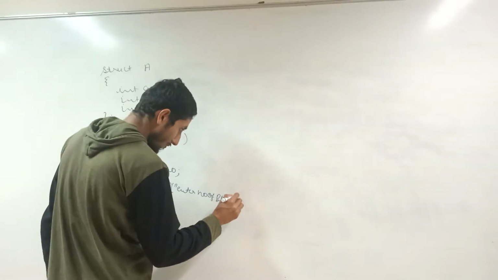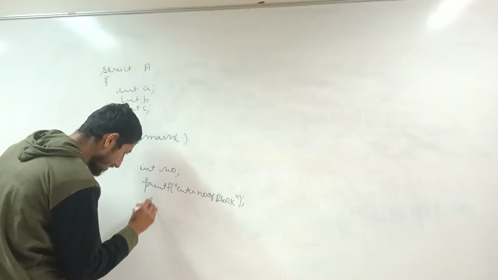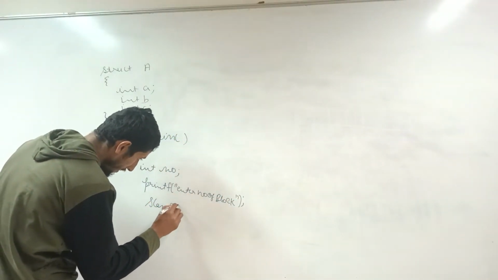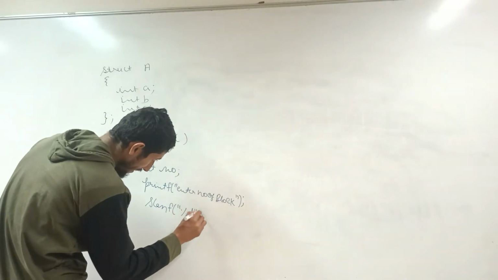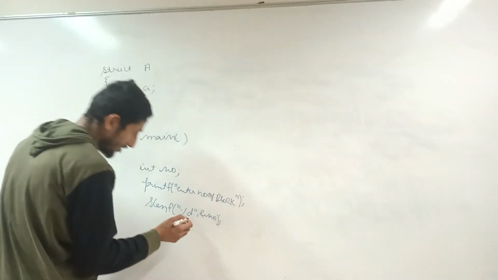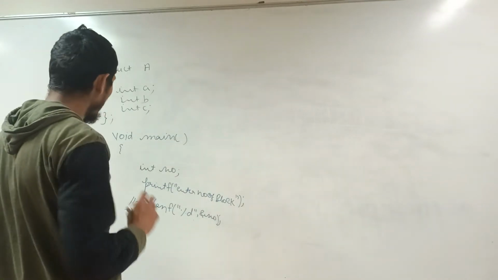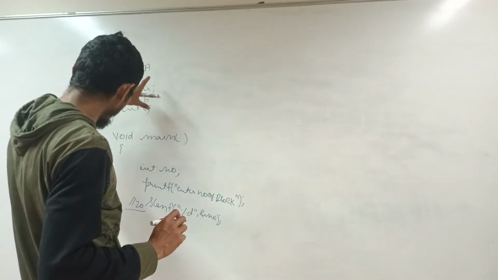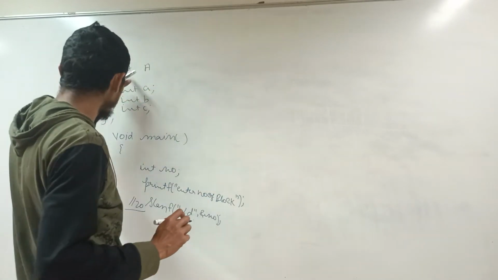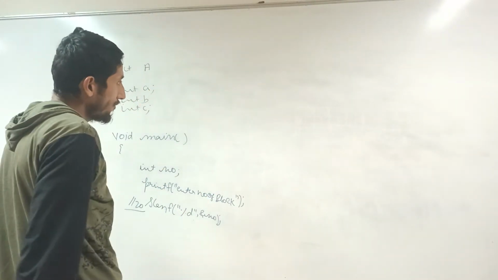Okay, enter number of block. Now let me put scanf percentile d and number. So let's say user enter 20 block. Okay, so what is the meaning of this one is I have to take a block of 20 struct A. Okay, so how we can do that?